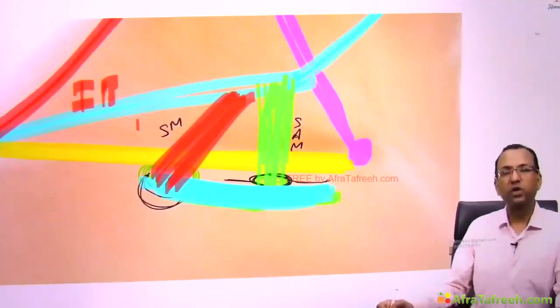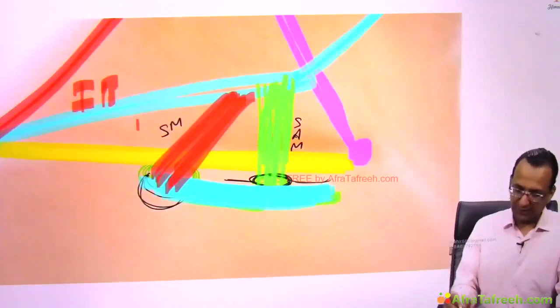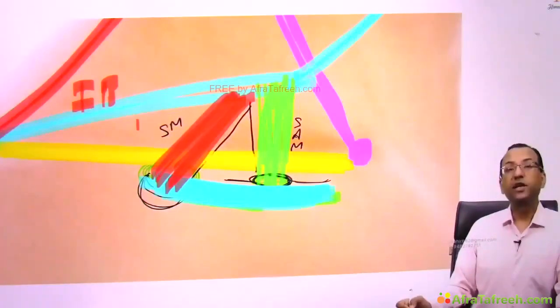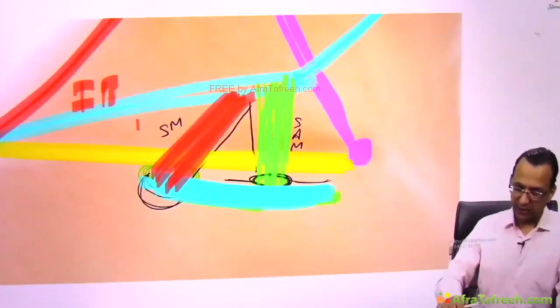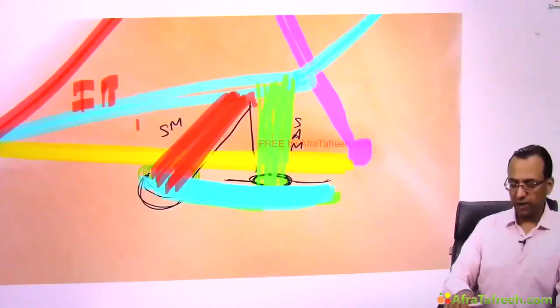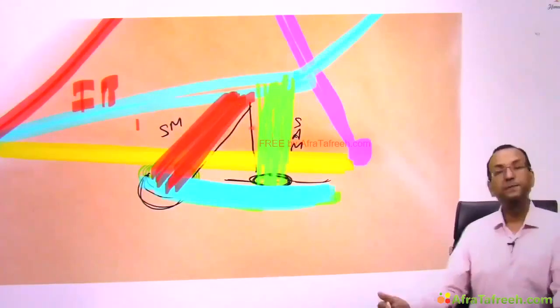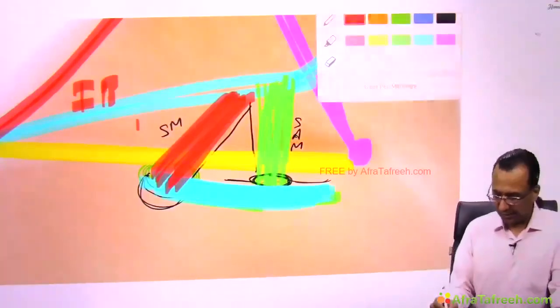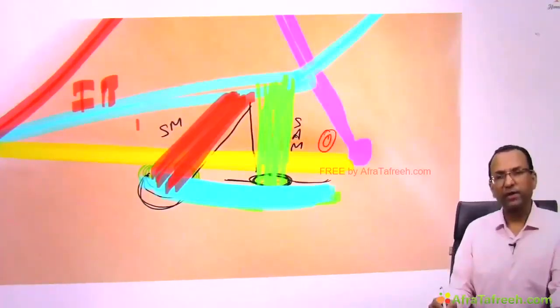And what is between the two? Between the two is the interscalene triangle, and that is where you do both the blocks. This is the interscalene triangle where I will do both blocks. Which block? You know the artery. Which artery? This subclavian artery.